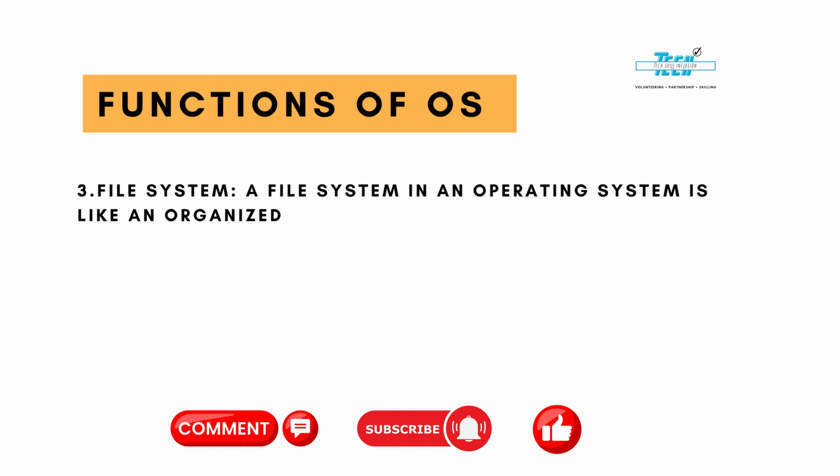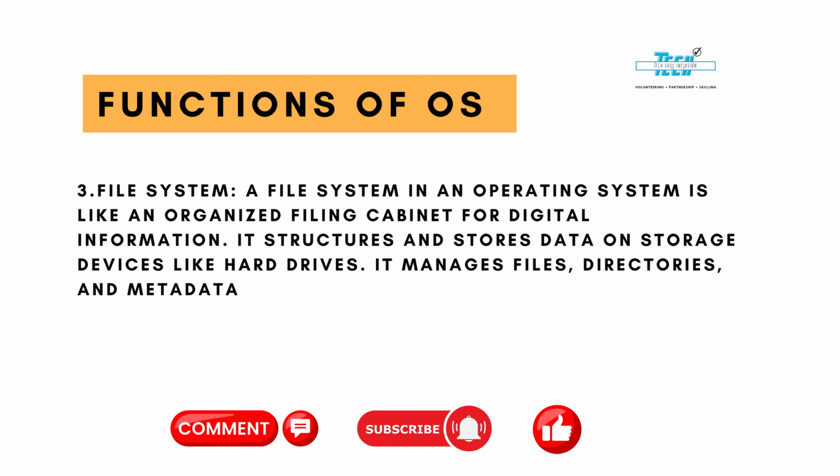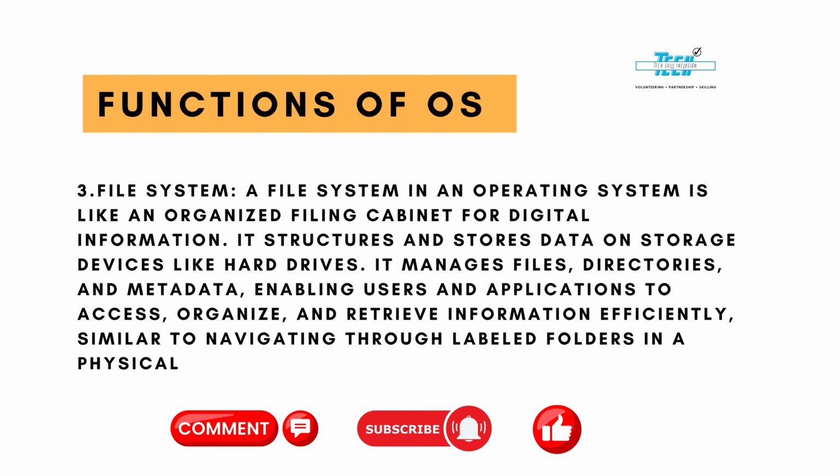Next one would be the file system. A file system in an operating system is like an organized filing cabinet for digital information. Just like with a physical file, you arrange your documents one by one so you don't mix up whatever you need. That's what the file system on your operating system does too.